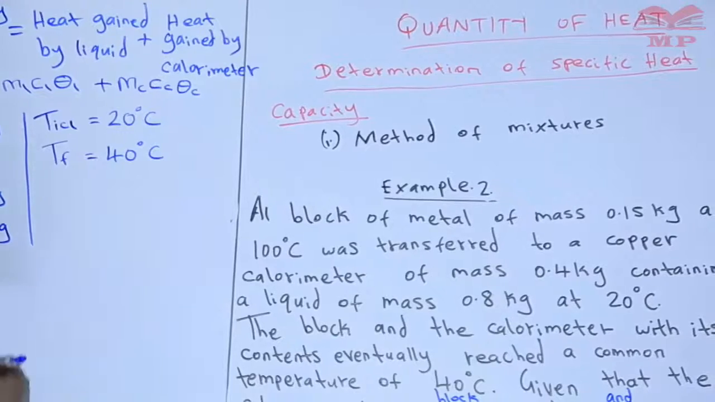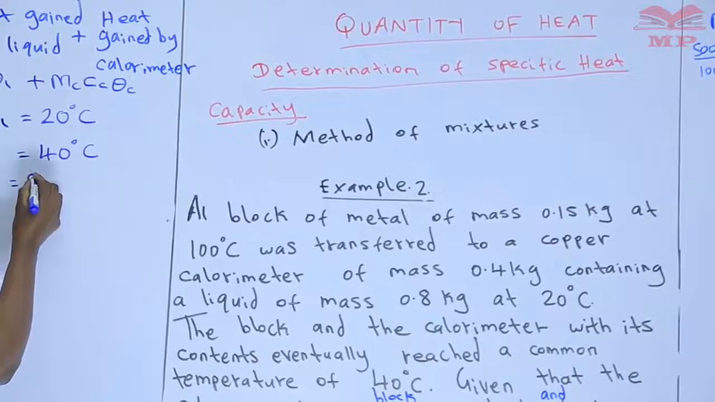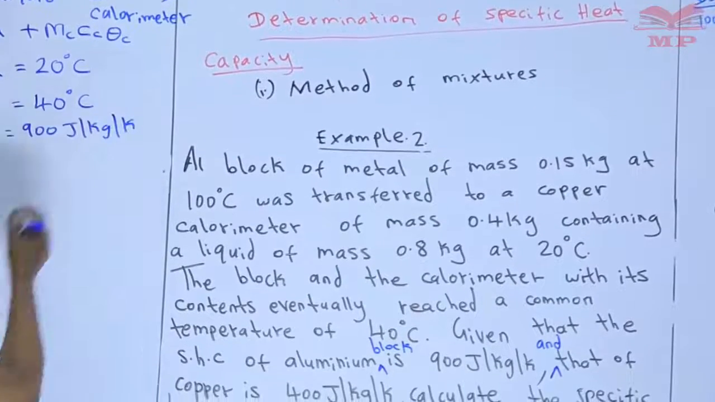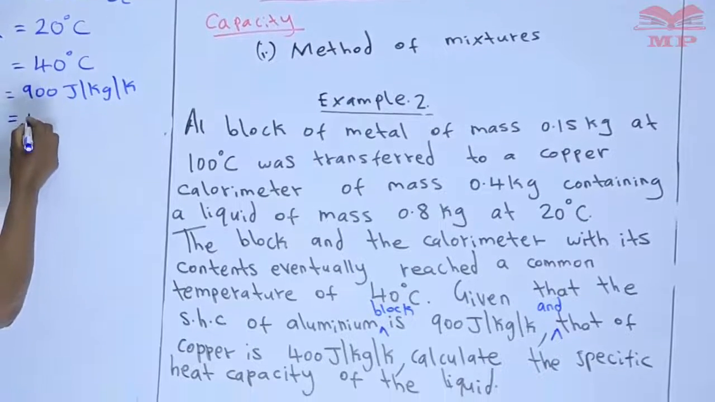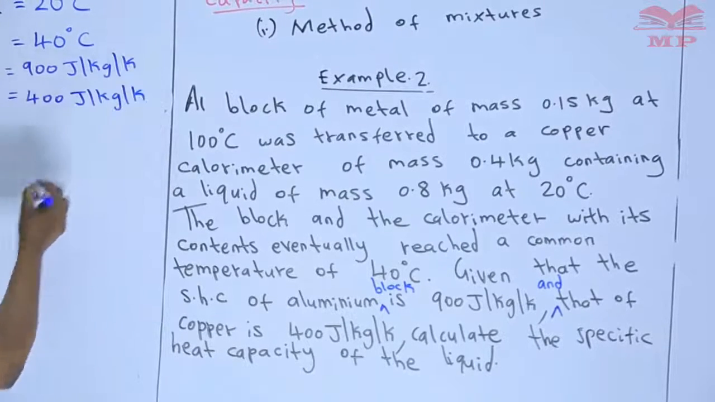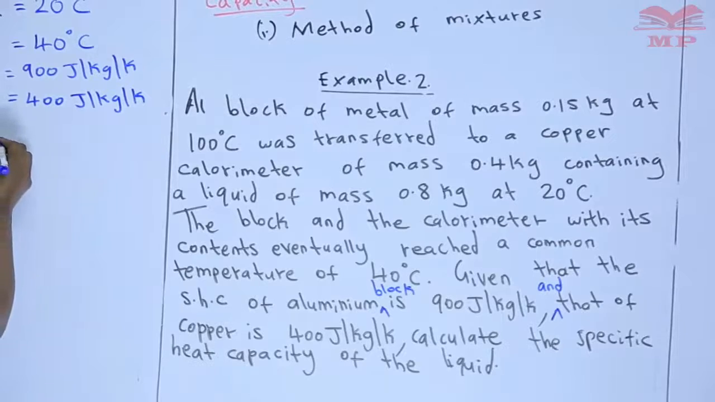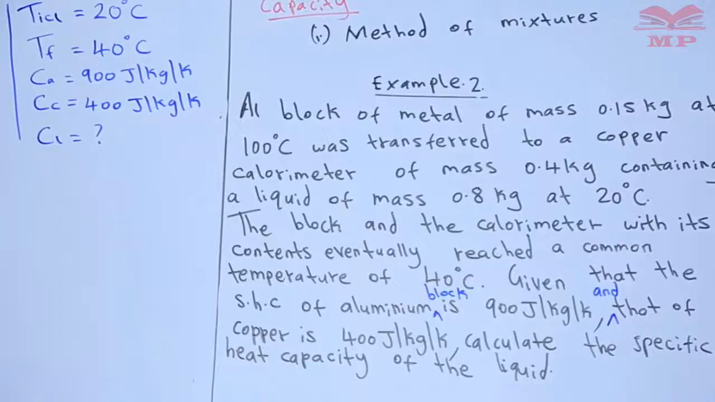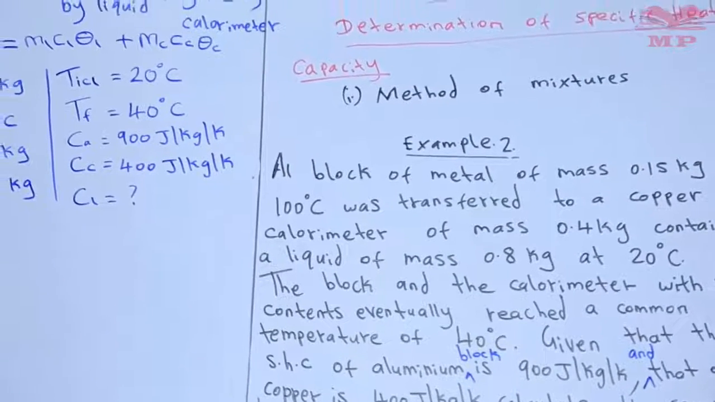So given that the specific heat capacity of aluminium is 900 joules per kilogram per Kelvin, and that of the copper calorimeter is 400 joules per kilogram per Kelvin. We are told to determine the specific heat capacity of the liquid. So that is our question. Very interesting. So we just come and rewrite what we have here.